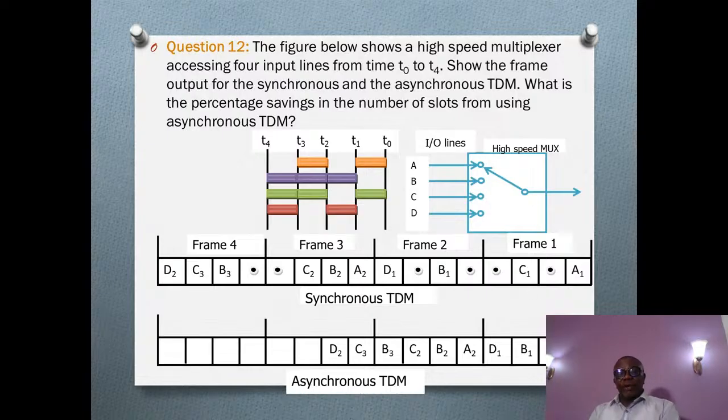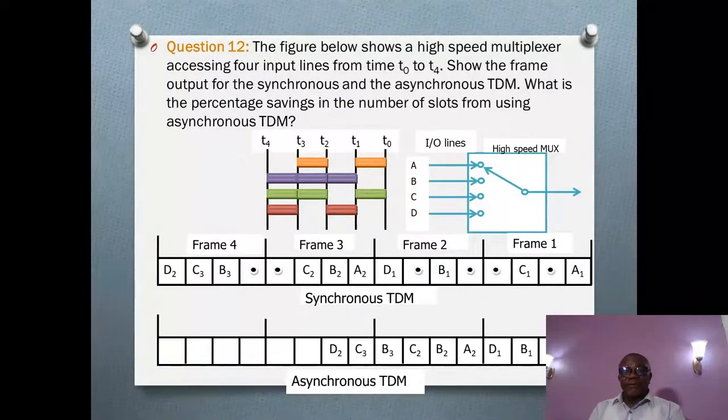But when it comes to the asynchronous one, you can see first in A, T0 to T1, it sees something in A. The second one, B, it didn't see something. Instead of transmitting open space, it continues to look at C. He sees something in C, because it's C1. In D, he didn't see something. He goes back again and scans.